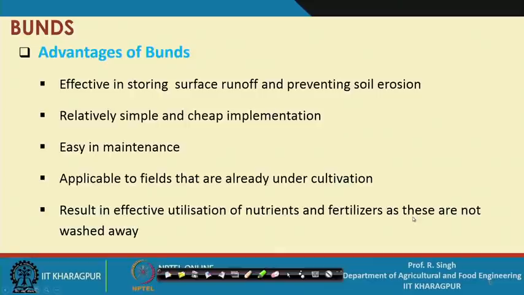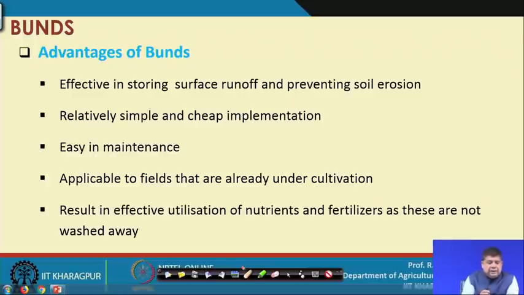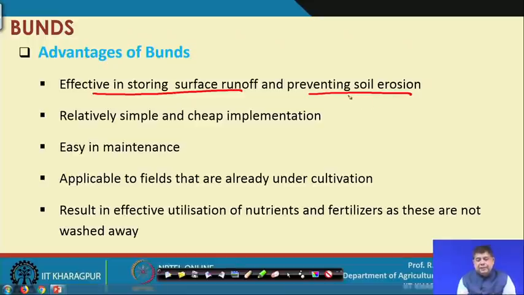Then coming to advantages of bunds, some of the functions we have already seen. So, advantages are related to that. They are effective in storing surface runoff and preventing soil erosion. We have already seen in great detail that in between two bund sections, the surface runoff, whatever rainfall is occurring, gets stored, and obviously because the flow of water is not taking place, the soil transportation is not taking place, that means soil erosion is prevented.